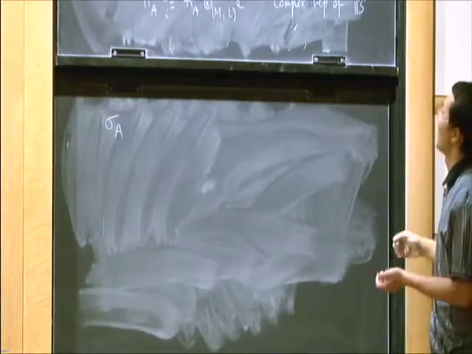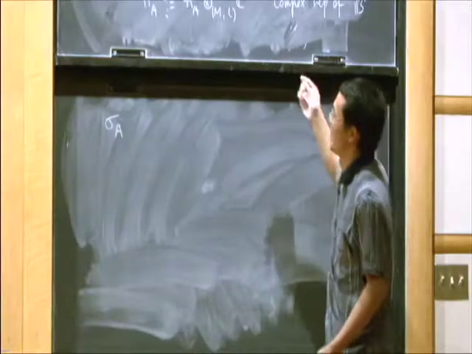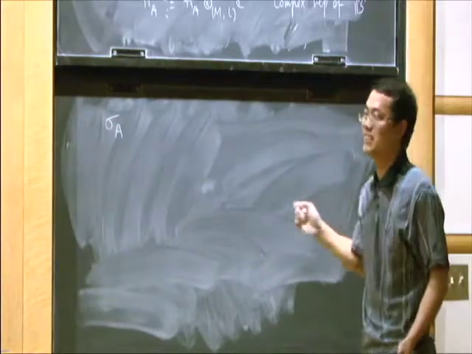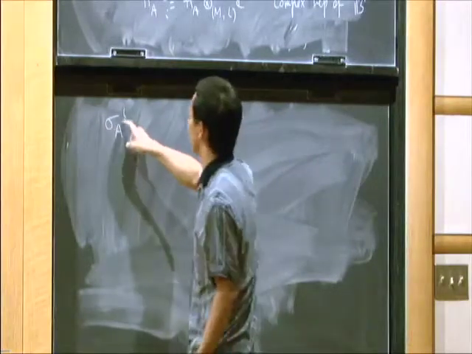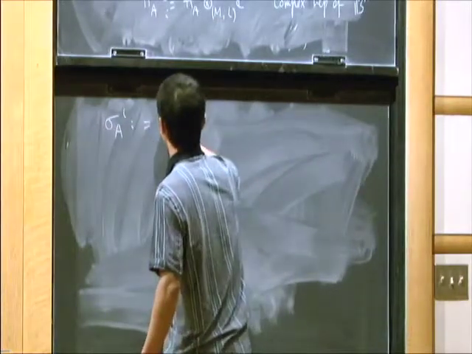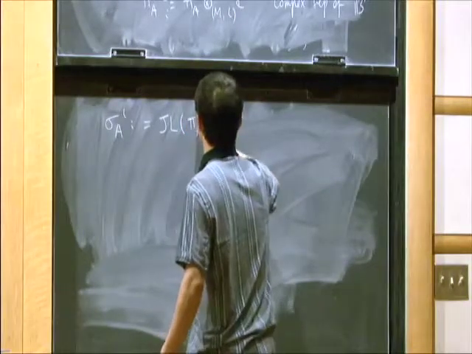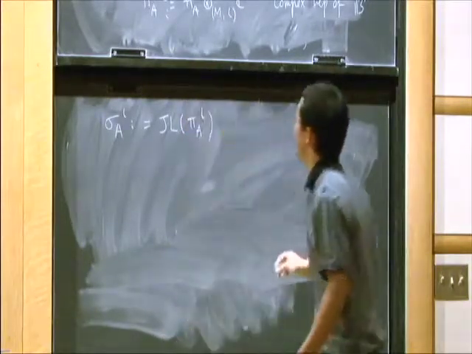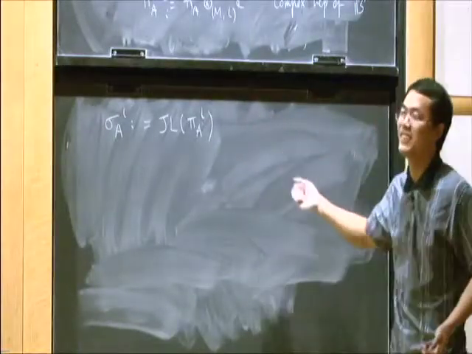So to talk about the automorphy of this representation, we mean the automorphy of its Jacquet-Langlands correspondence. So this sigma A iota is defined to be the Jacquet-Langlands lifting of pi A iota. So this can be defined locally.